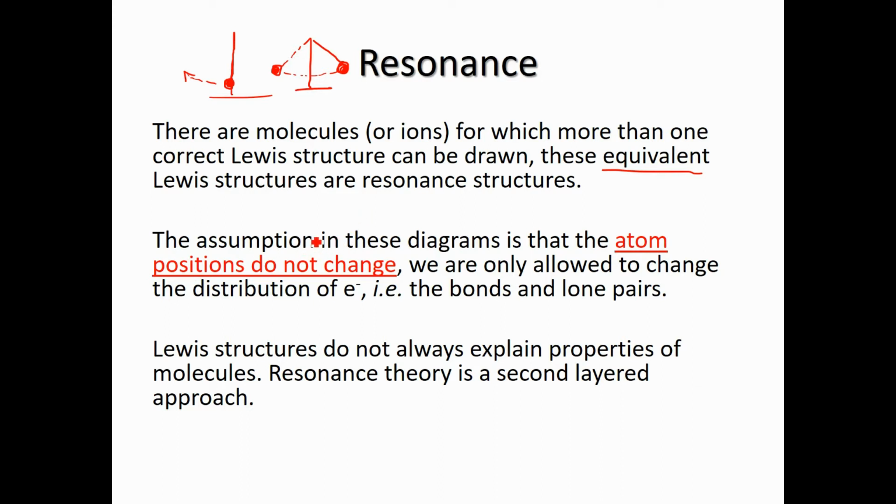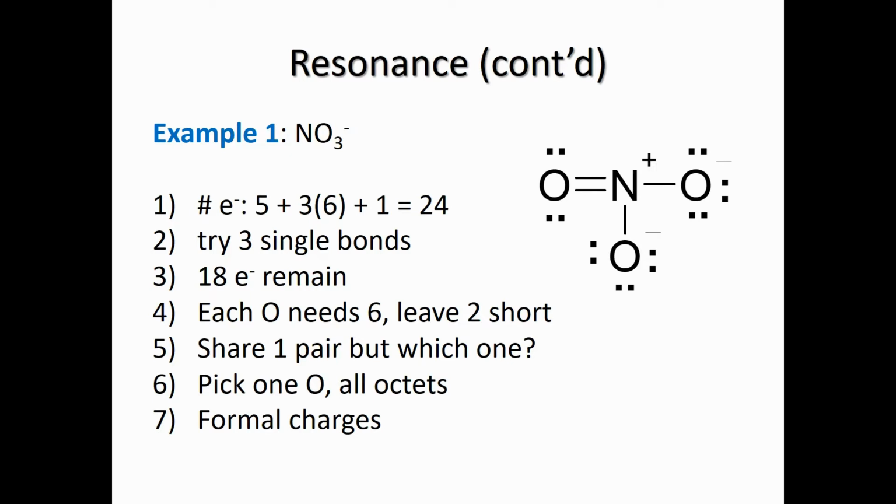The assumption in this diagram is that the atom positions do not change, like I said. We are only allowed to change the distribution of electrons, or the position of electrons, thus the bonds and the lone pairs. Now, the Lewis structures don't explain properties of molecules. In fact, they don't even explain the shapes. Resonance theory is just a second reasoning that will help you to understand shapes.